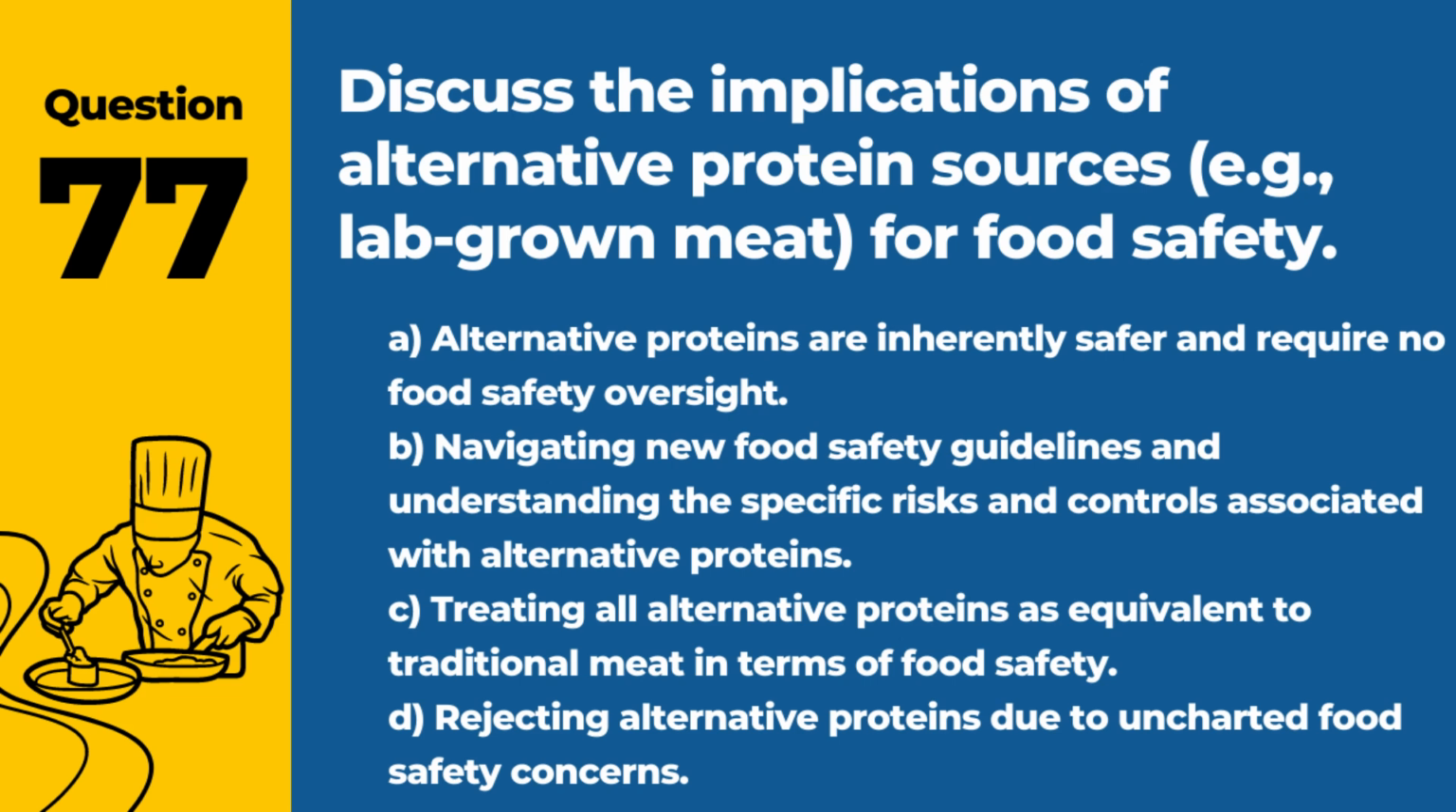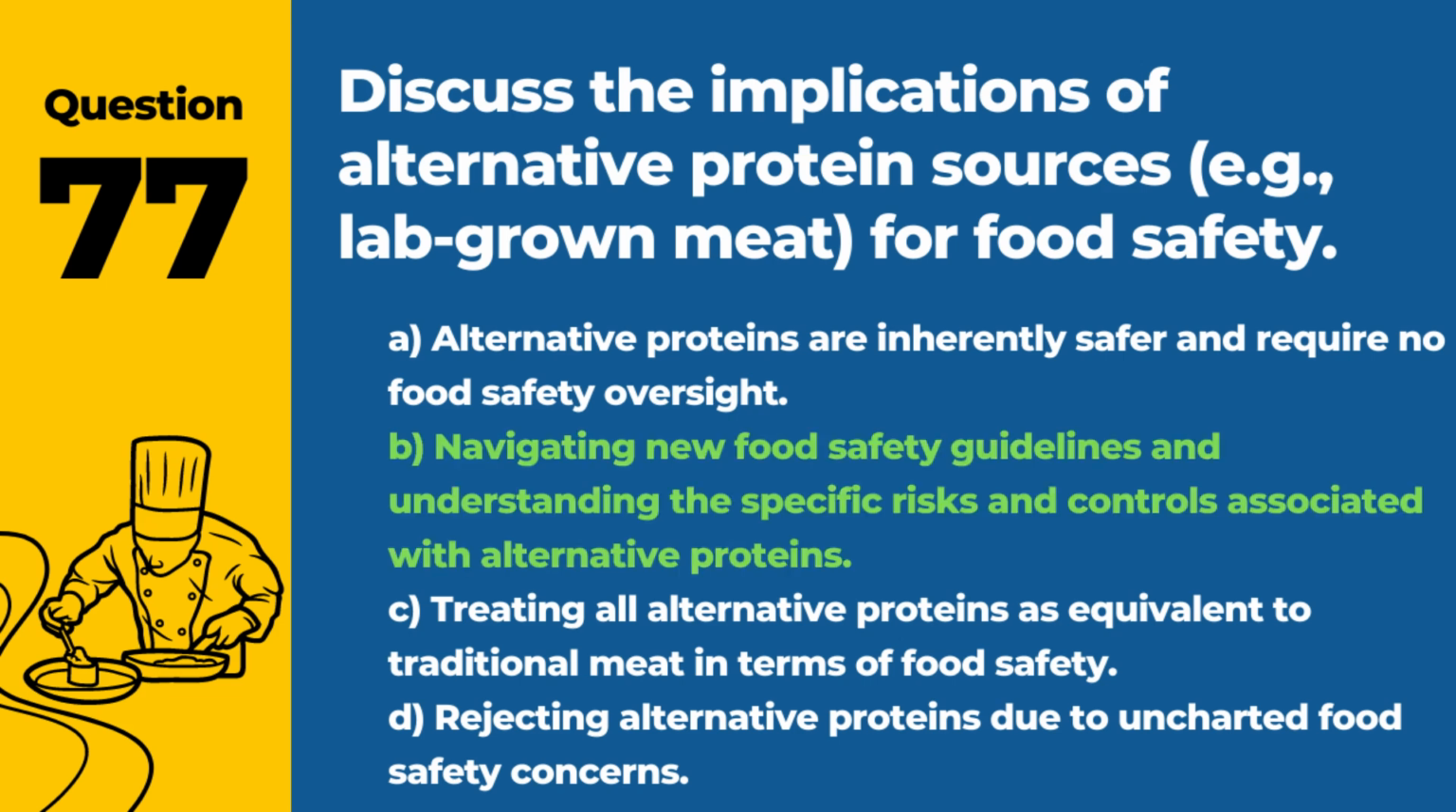A. Alternative proteins are inherently safer and require no food safety oversight. B. Navigating new food safety guidelines and understanding the specific risks and controls associated with alternative proteins. C. Treating all alternative proteins as equivalent to traditional meat in terms of food safety. D. Rejecting alternative proteins due to uncharted food safety concerns.